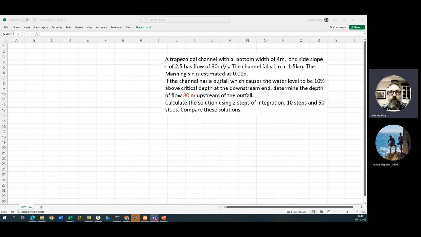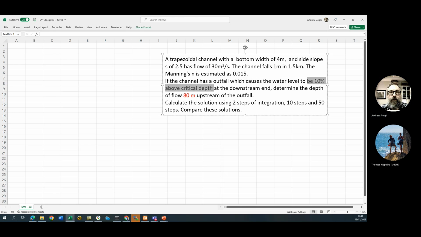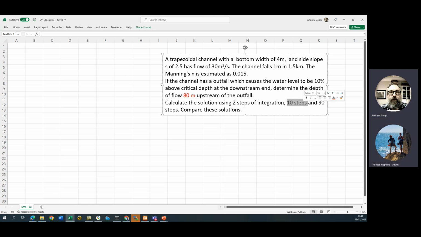Right, and the question says, if the channel has an outflow where the water level is 10% above critical depth at the downstream end, determine the flow depth at 80 meters upstream. So this is 80 meters now, which makes it a much more sensible iteration. Calculate the solution to 2 steps of integration, which you could do by hand, 10 steps and 50 steps to see what we get in the changeover accuracy.